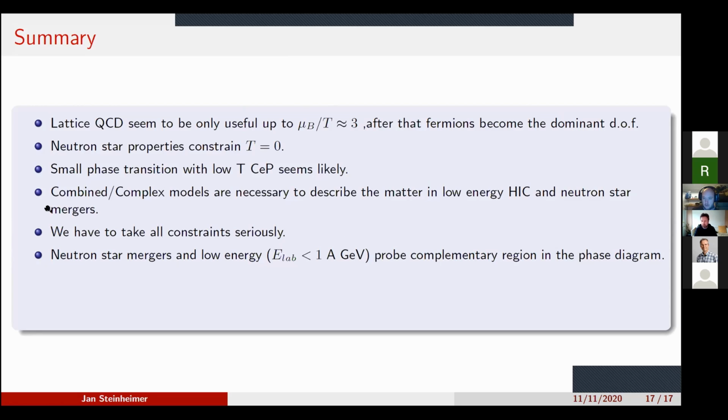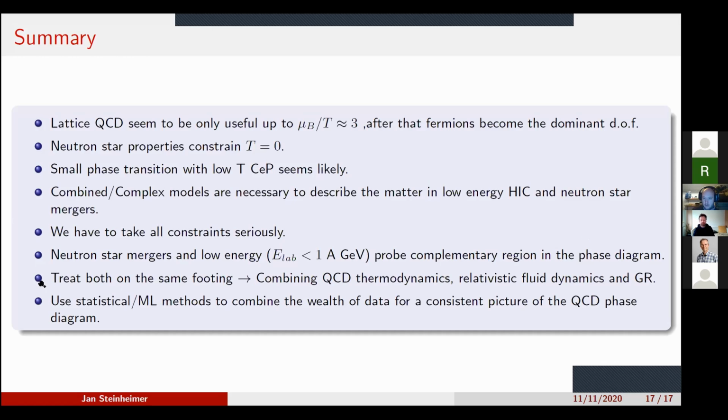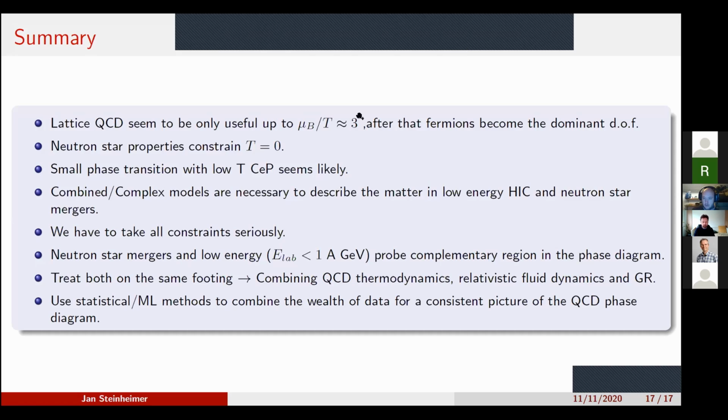And again, what you need are combined complex models. You want to describe the matter in low energy heavy ion collisions and neutron star mergers. We should take all these constraints seriously, and basically neutron star mergers and low energy heavy ion collisions probe these complementary regions of the QCD phase diagram, which is why we should try to treat both on the same footing and maybe learn something from this. Okay, so with this, I'm finished, and thank you for your attention.